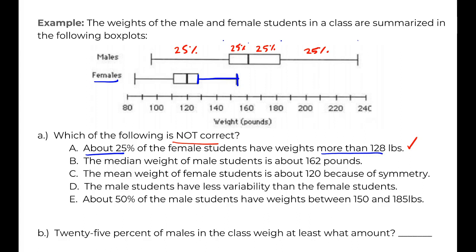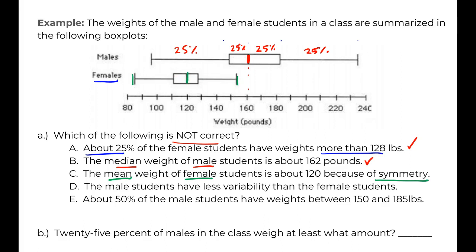B, the median weight of male students, okay, so now we're talking about males in a median. We know that's the middle of the box plot, is about 162. Yep, that looks right. Okay, the mean weight for female students is about 120 because of symmetry. All right, so we're talking about females, we're talking about mean, and we know that we can't see a mean on a box plot, right? So we're sitting there going, what the heck? But then they mention this, because of symmetry. So can we tell that our female data is symmetric? Yeah, we can. Look at this thing. It looks beautiful. It's about the exact same amount to either side of that median.